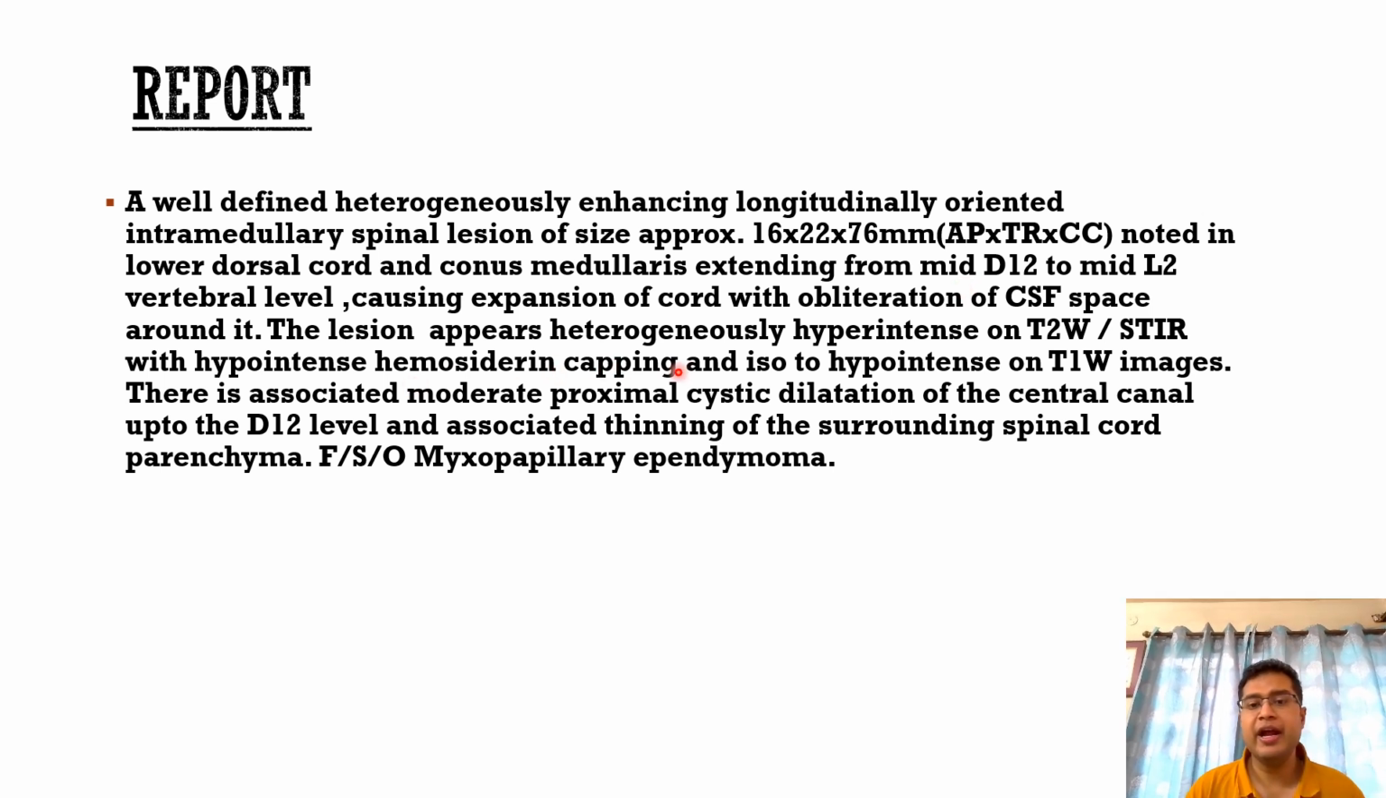The lesion appeared heterogeneously hyperintense on T2 and STIR images because of the calcifications and the hemorrhages, and it showed a hypointense hemosiderin cap on T2 weighted images, which was very well seen. And there was isointense to hypointense signal on T1 weighted images. And there was associated moderate proximal cystic dilatation of the central canal up to D12 level, causing thinning of the surrounding cord, because of which the patient had quadriparesis and quadriplegia.